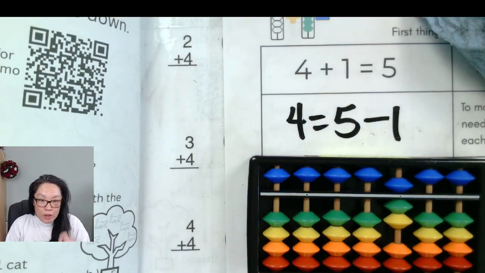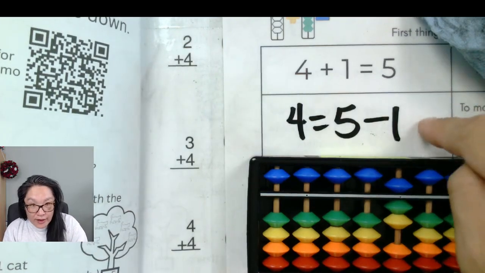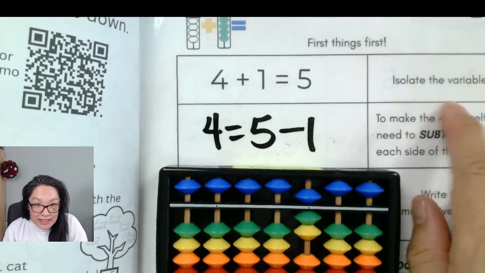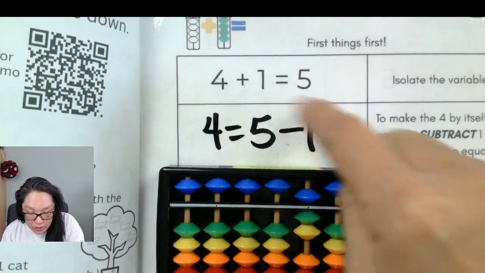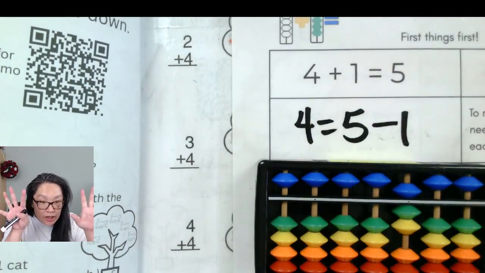Okay, so that's what we did, we modified. What we did is we isolated the variable. When we isolated the variable, we wanted to subtract the ones on both sides, and we made this. So that's scenario number 2.